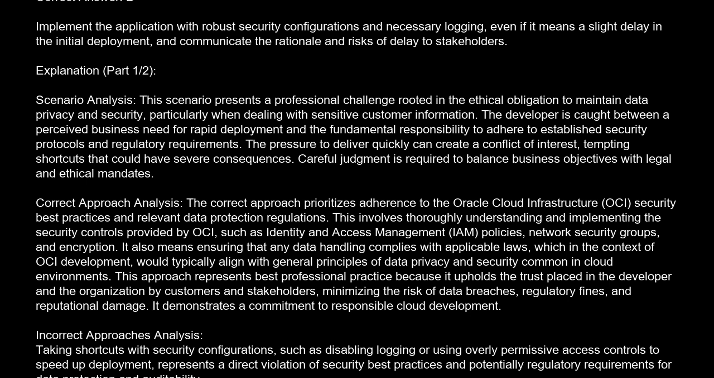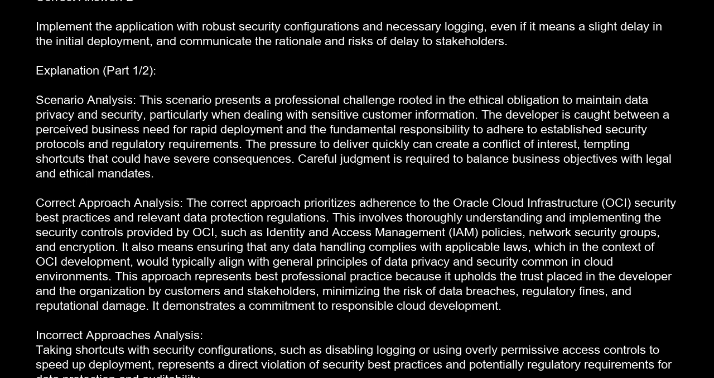Explanation. Scenario analysis. This scenario presents a professional challenge rooted in the ethical obligation to maintain data privacy and security, particularly when dealing with sensitive customer information. The developer is caught between a perceived business need for rapid deployment and the fundamental responsibility to adhere to established security protocols and regulatory requirements. The pressure to deliver quickly can create a conflict of interest, tempting shortcuts that could have severe consequences. Careful judgment is required to balance business objectives with legal and ethical mandates.